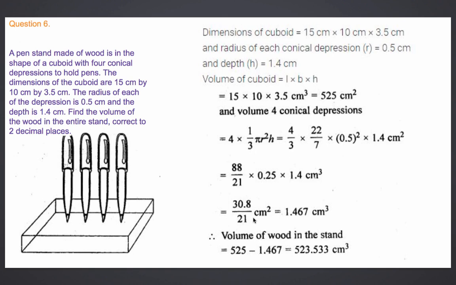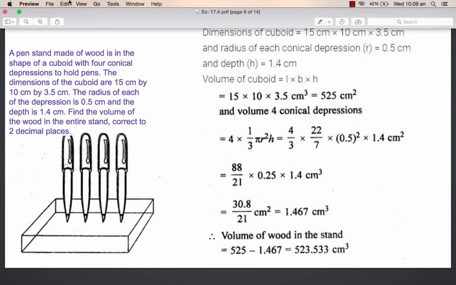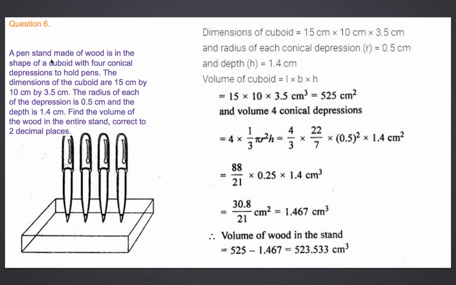Let's take that next, the 6th question. The sixth question is: a pen stand made of wood is in the shape of a cuboid with 4 conical depressions to hold pens. So what we have is a pen stand. What is the shape of this? It is cuboidal in shape. A pen stand made of wood is in the shape of a cuboid. 4 conical depressions to hold pens are there in it.